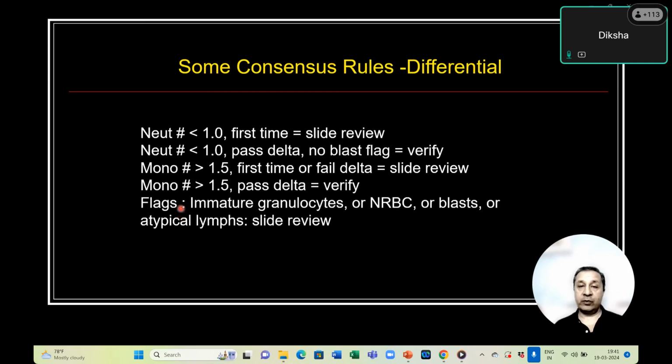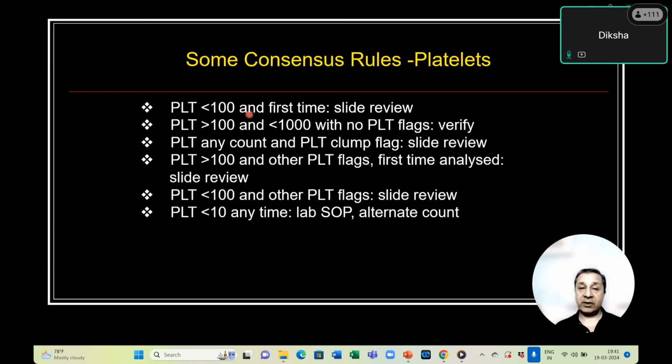Again, for the neutrophils, in terms of absolute counts, you would want to do a slide review. You had some flags for immature granulocytes, NRBCs, blasts, or atypical lymphocytes, where you will do a slide review. Similarly, for platelets, less than 100 for the first time needs a slide review, and many others have been put across here in this particular slide.